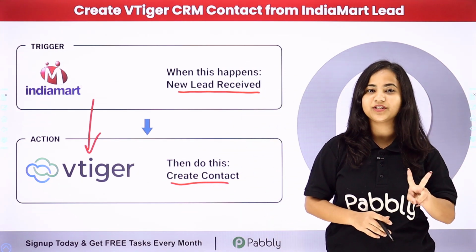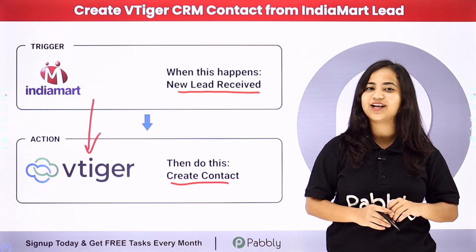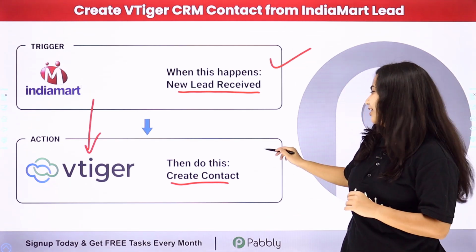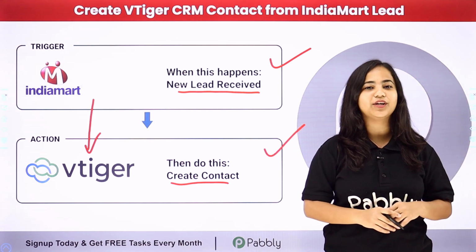Pabbly Connect works on two principles. First is trigger and second is action. Here my trigger application is IndiaMART and my action application is VTiger. To learn how to do this, let me take you to my screen.